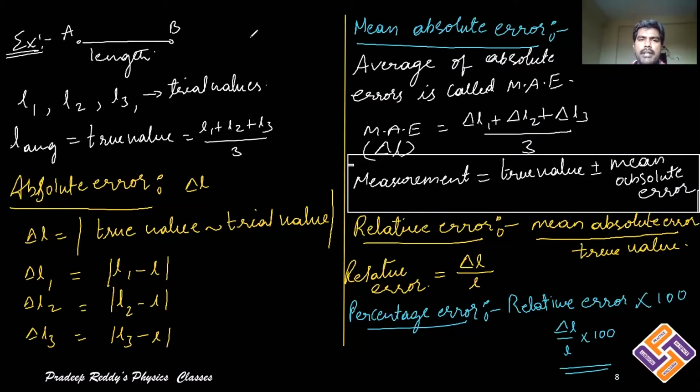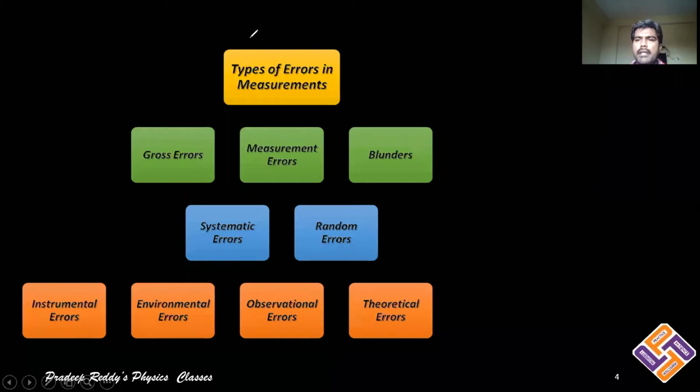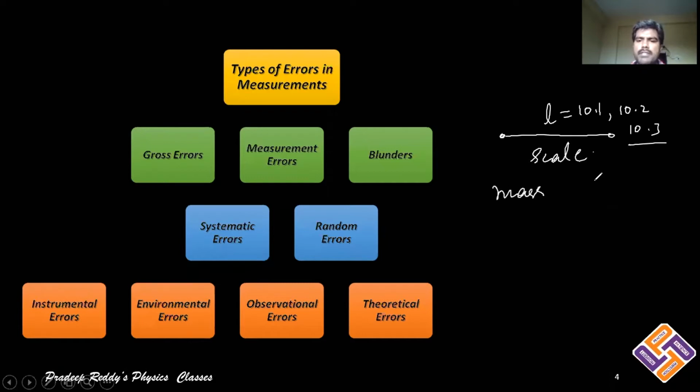So these all are simple definitions. Students, when we are making any measurement, like in the previous video lecture, I told you this is length L, which can be reported in 3 trials or 4 trials. L can be 10.1 or 10.2 or 10.3. These are the trial values. You are using a scale here. Likewise, suppose you have mass. Mass is measured in kg. You will be using a balance.